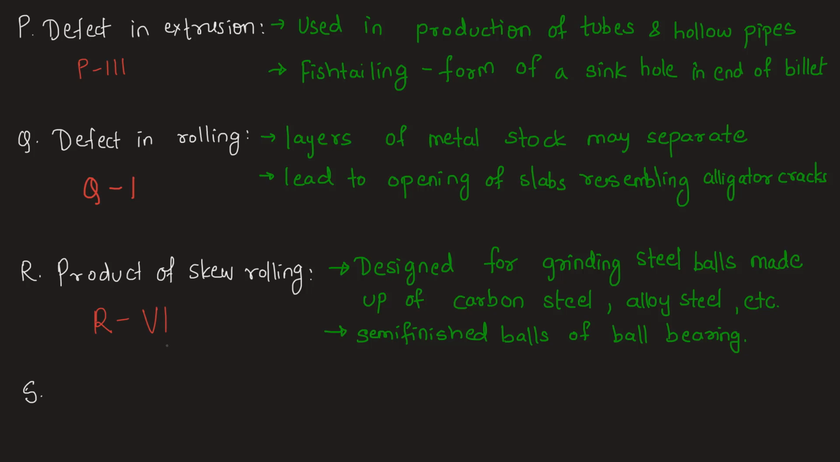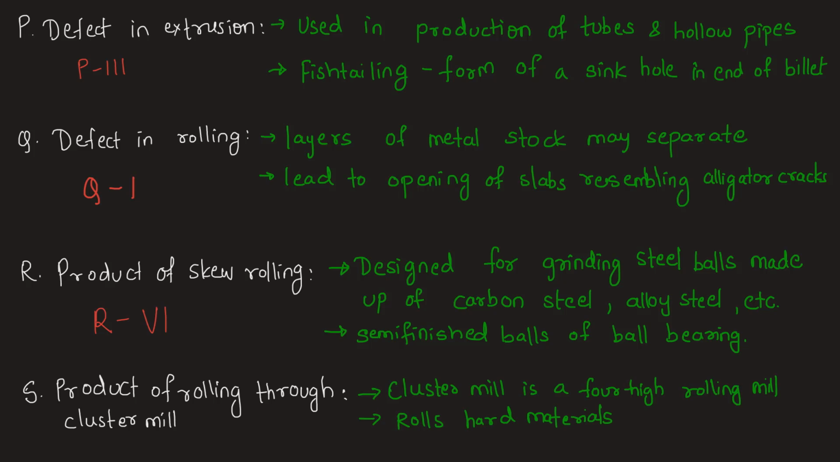Now last one is given to be product of rolling through cluster mill. Cluster mill is a 4-high rolling mill which is designed to roll hard materials, and it rolls hard materials into thin sheets which has tight tolerance. So we see S matches with 5, in which thin sheets with tight tolerance is given.